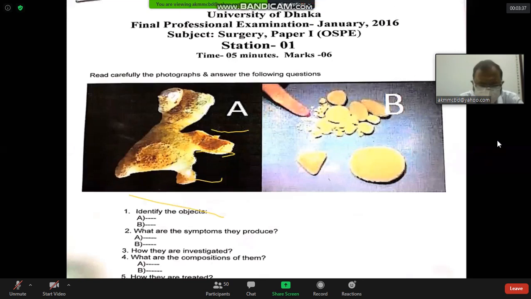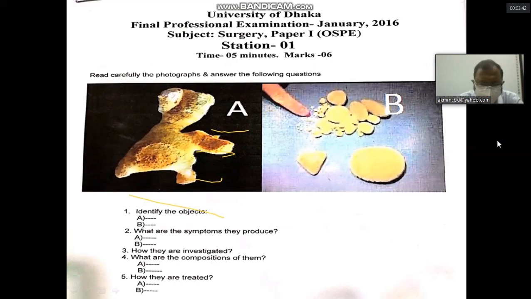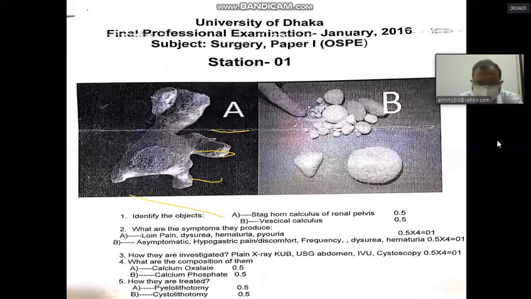The case, how they are investigated. It means what investigations you will give this patient to reach your diagnosis. Remember one thing: in case of KUB region or urinary system, you must do a renal function test and an X-ray of KUB region. So here there is plain X-ray of KUB, ultrasonogram of abdomen, IVU and cystoscopy. These are all imaging investigations.